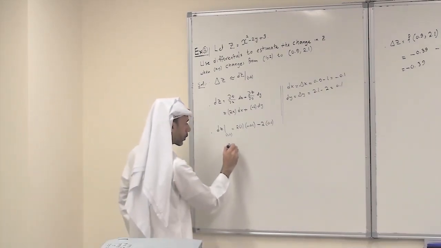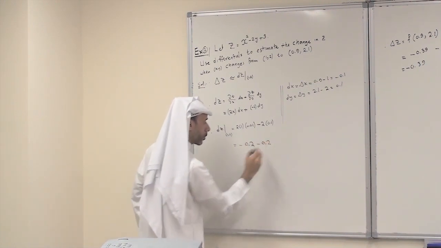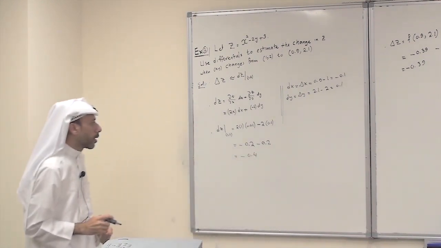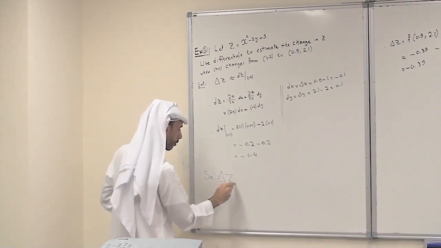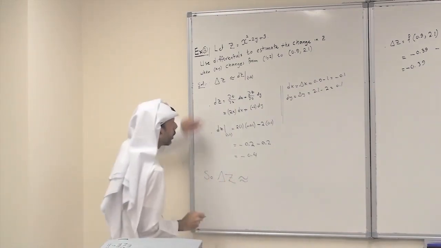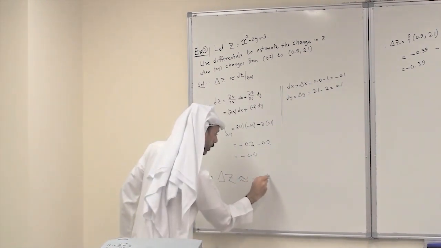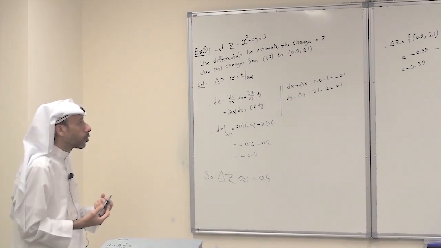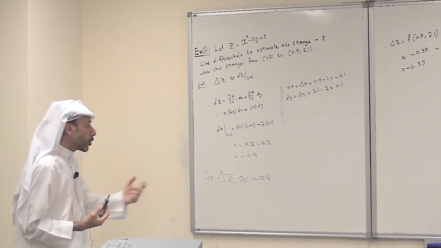Compute, so this becomes just minus 0.2 minus 0.2, and this is minus 0.4. So delta z, the exact change in z, is approximately equal to the differential at the point (1, 2), which is minus 0.4. So this is how to estimate the change in z using differentials. This is the approximation.